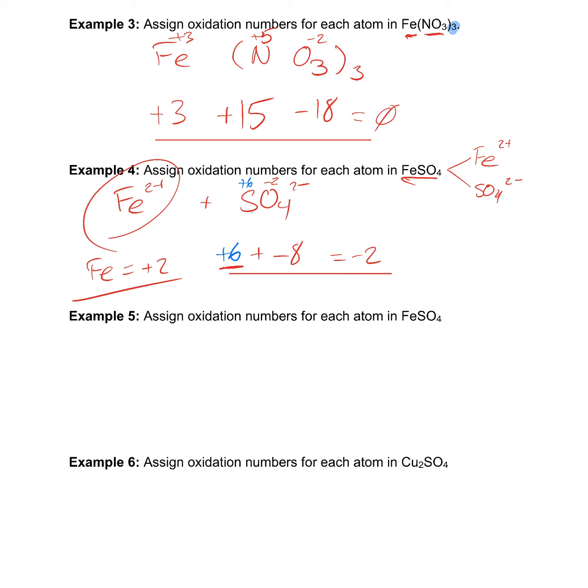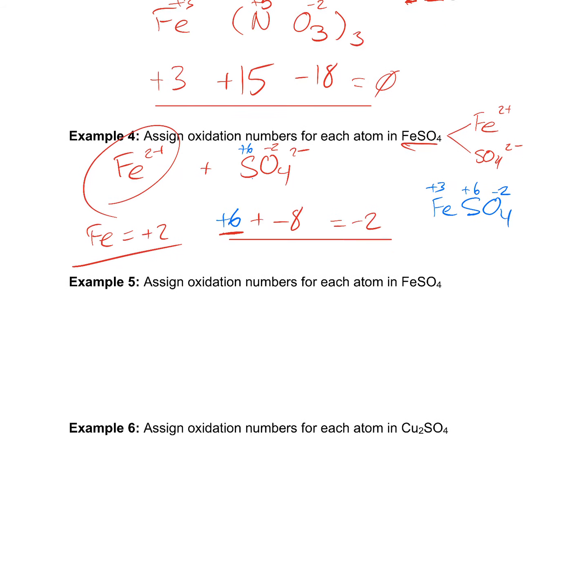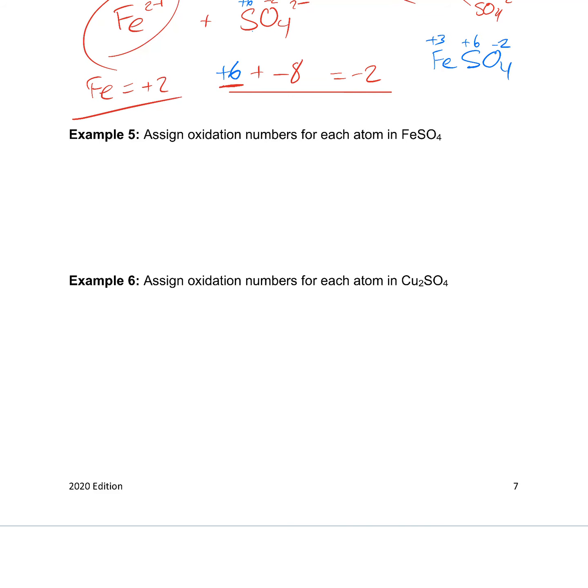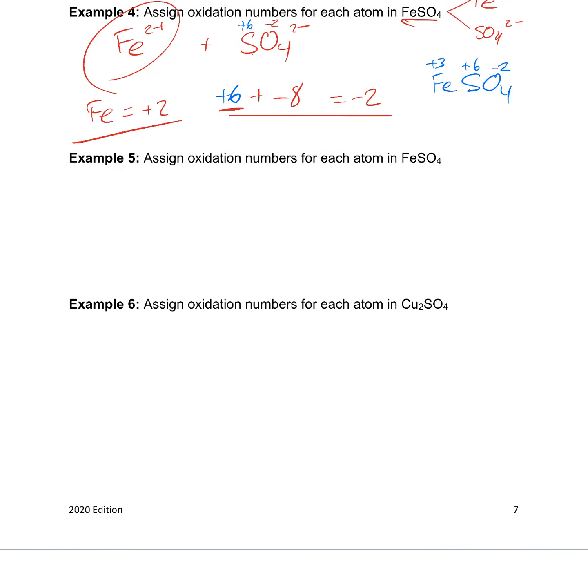And we can also write it out now as the full compound if we like. We could go iron SO4, put a -2 up here, put a +6 here, and put a +3. And we should be able to find out that the math works out the same in either way. Okay, this looks like it's the same chemical compound, so let's keep moving along from that. Maybe we could switch this one out with something different later.